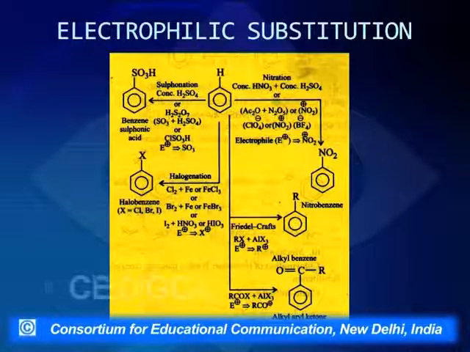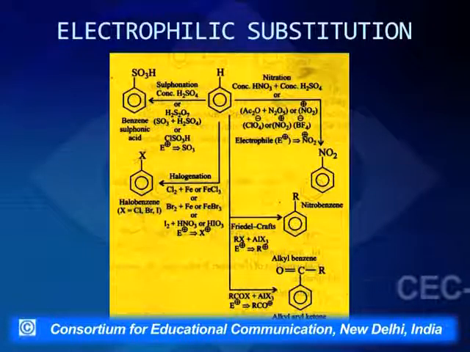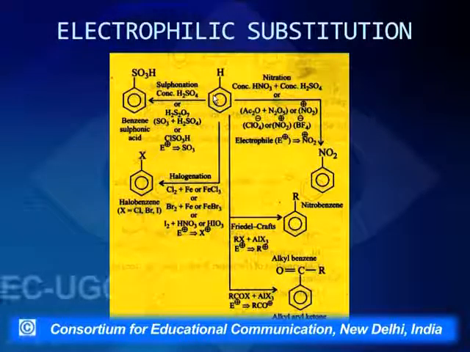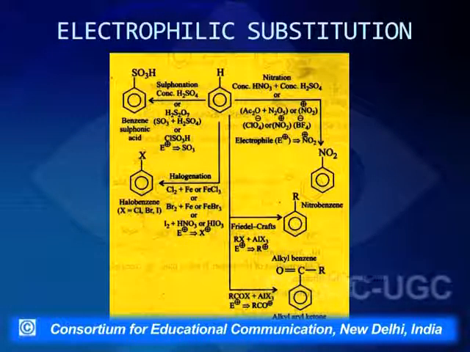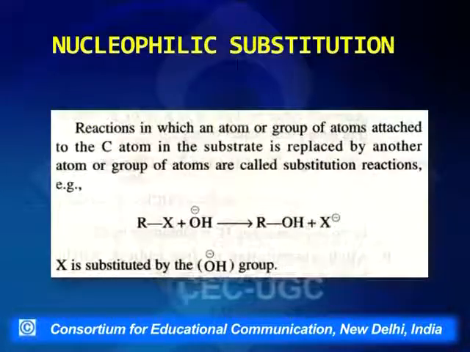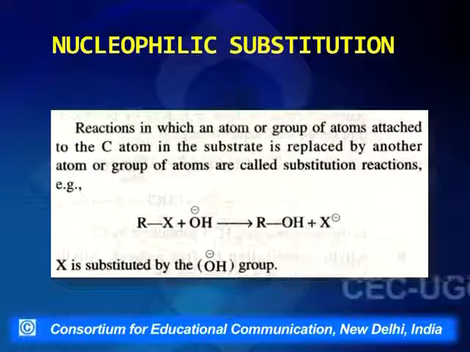Here if I look into electrophilic substitution reactions, it is the electrophile that initiates the reaction. In this case, we have taken benzene, and in this benzene I have different electrophiles. Electrophiles, please remember, are electron deficient reagents, and they will go and react at that part where the electron density is more. So here in case of nitration, the electrophile is NO2 positive.